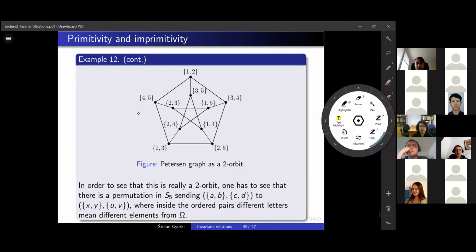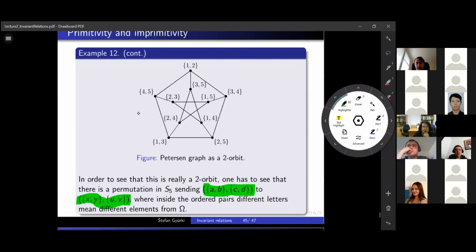In order to see that this is really a 2-orbit of the mentioned group, one has to see that in S5, you really have an element which sends the pair A, B to C, D, or X, Y to U, V, if the corresponding letters inside the pairs are different. This can be a nice homework for you if you cannot see it immediately.